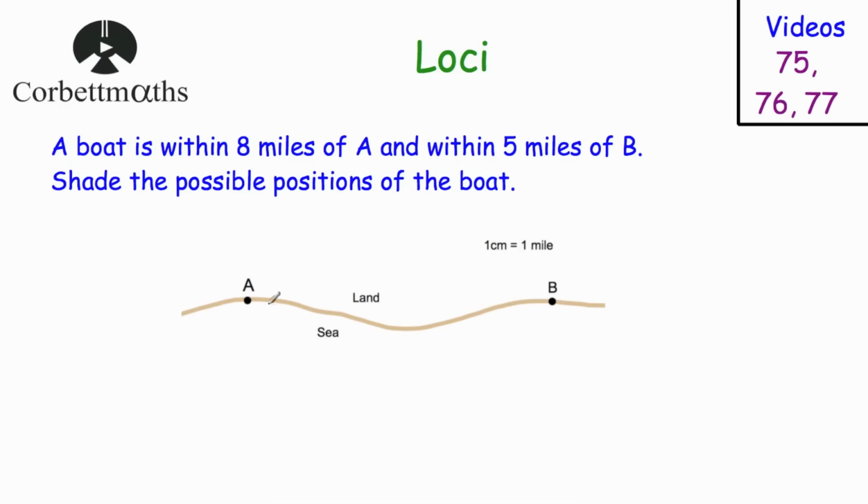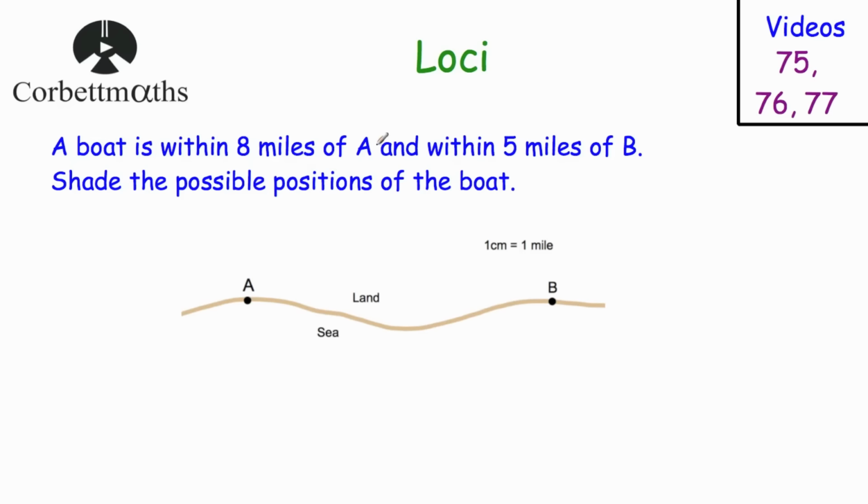So this time we've got a diagram, and we've got the points A and B, and we've got a scale that 1 centimeter is 1 mile, and we've got land and we've got sea. And the question says a boat is within 8 miles of A, and it's within 5 miles of B. Shade the possible positions of the boat. And one thing I should have said in this question is the boat's at sea. So it's not on land, it's at sea.